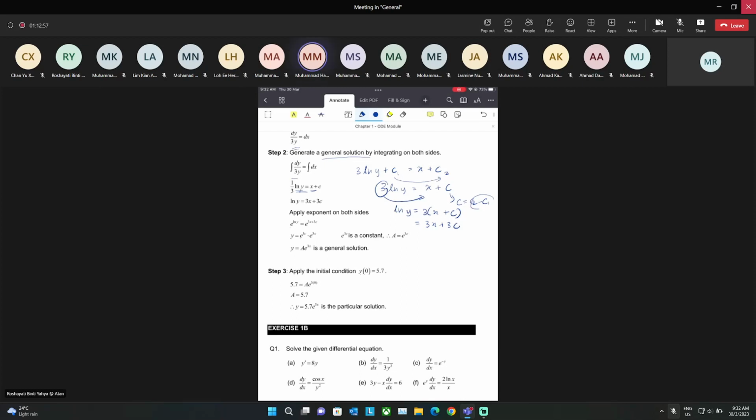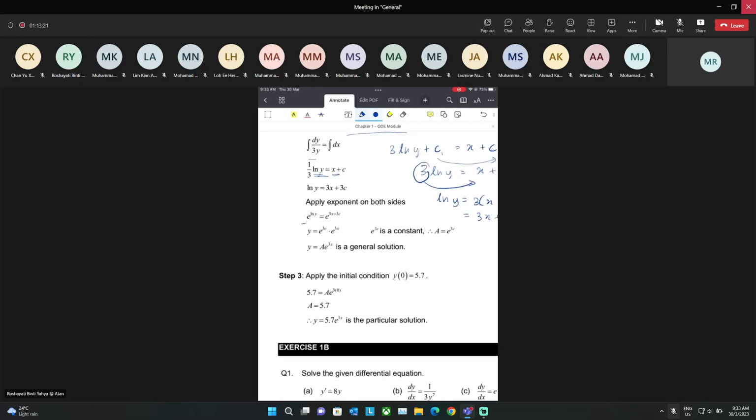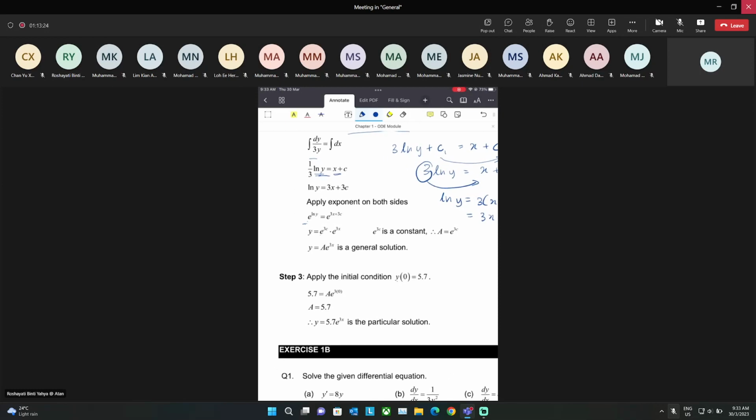To get y, doctor. Yes, because we want it in terms of y. The initial condition is given in terms of y, and the differential equation is in the form of y. So we want y in terms of y. So exponential of ln y, we get y.